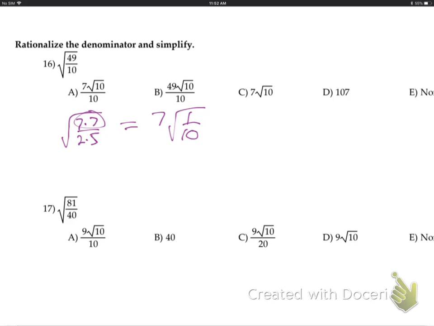I don't know, maybe I'm confusing you by doing it this way. It's true what I'm doing, but how about I just go, look, root of 49, 7. But I can't root the 10, so it stays there. How about that? Is that a little cleaner? Yeah. And now I got to multiply top and bottom by root 10.